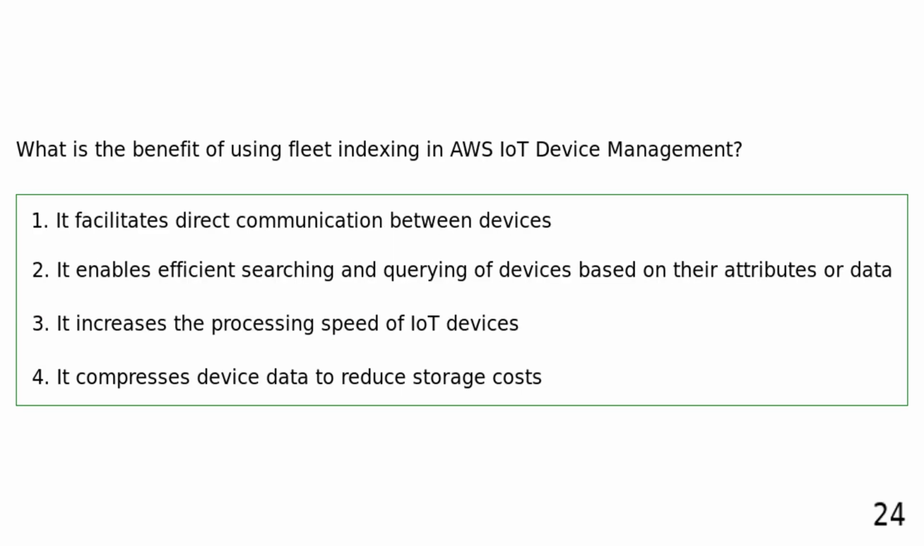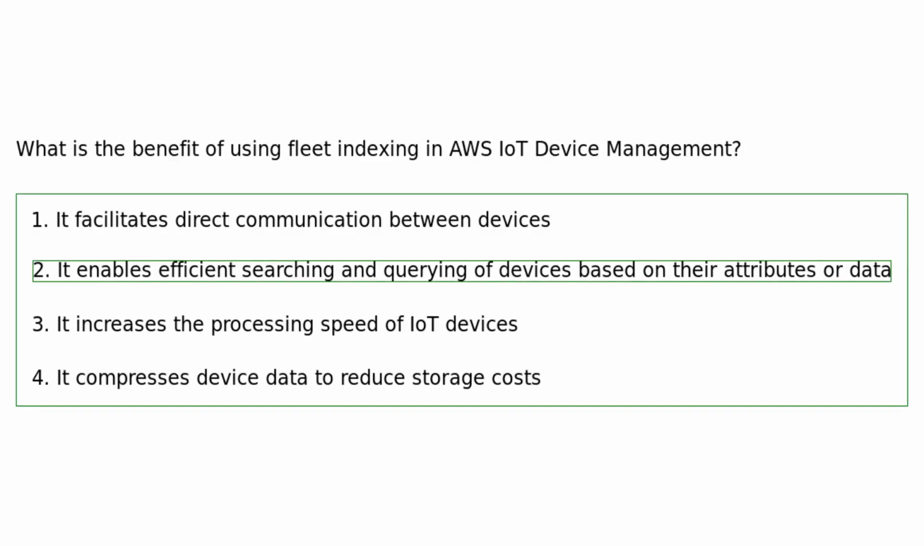What is the benefit of using fleet indexing in AWS IoT Device Management? It facilitates direct communication between devices. It enables efficient searching and querying of devices based on their attributes or data. It increases the processing speed of IoT devices. It compresses device data to reduce storage costs.